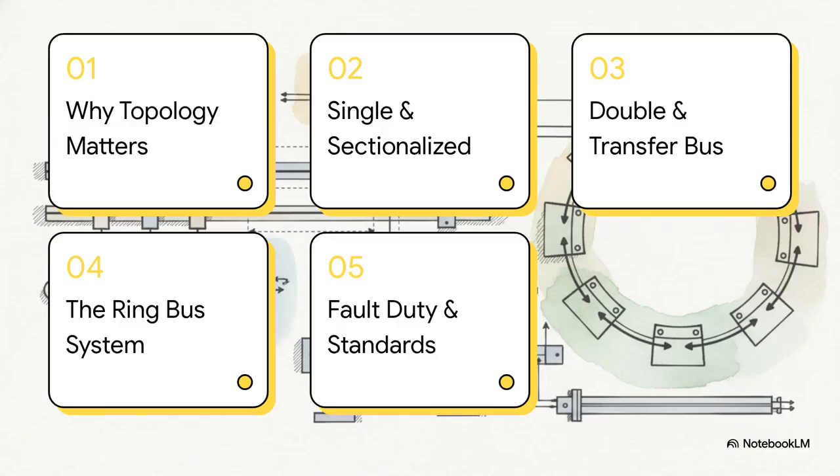So, here's our roadmap for today. We'll look at why busbar topology matters, single and sectionalized arrangements, double and transfer busbars, the ring bus system, and finally fault duty and those crucial IEC standards.